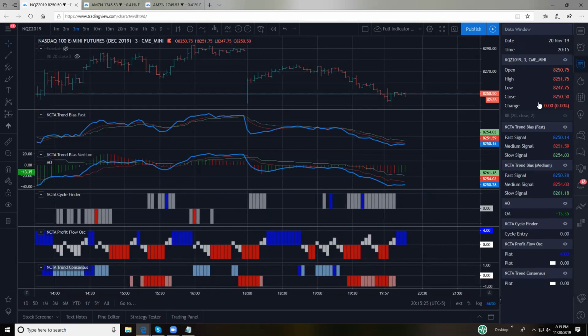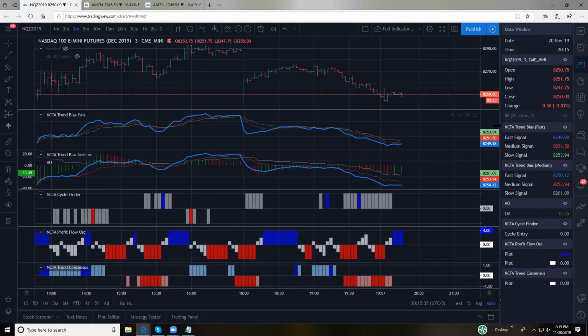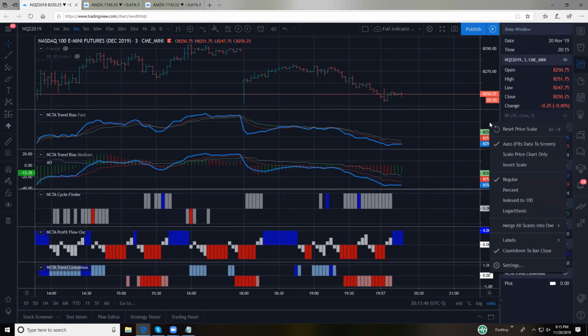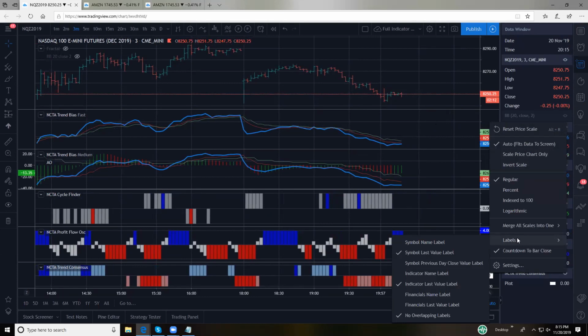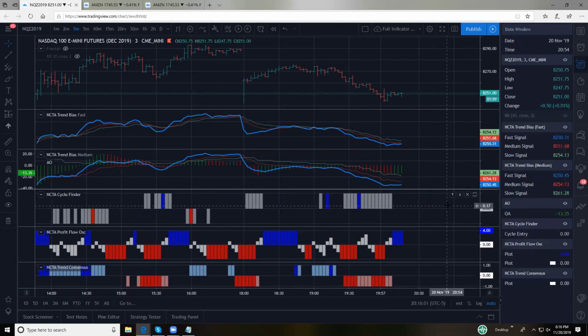And if your 3 trend bias lines, I'm assuming that's what you're referencing, you need to right click on the chart, or there would work too, I believe. What are we looking for? I think it's under labels. No overlapping labels needs to be checked at the bottom there. That's so that they won't hide each other. They'll all be separate.